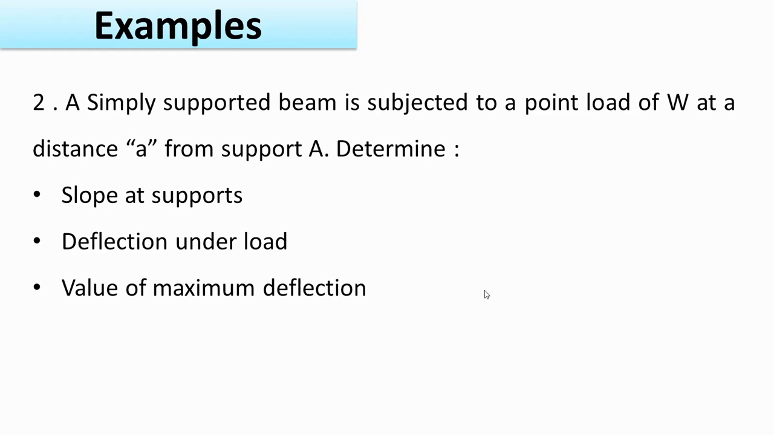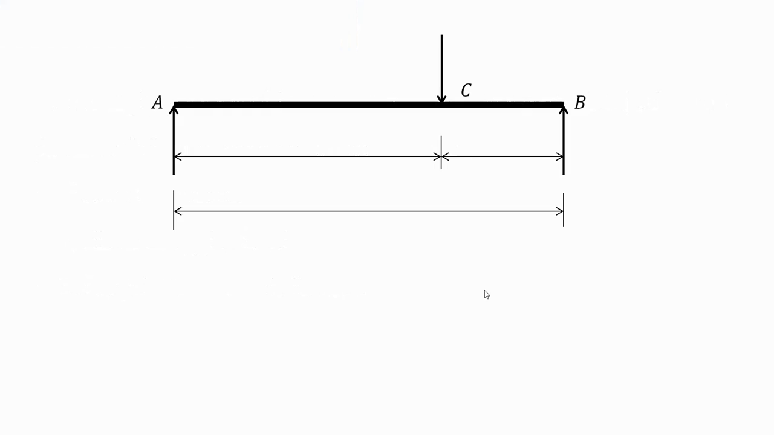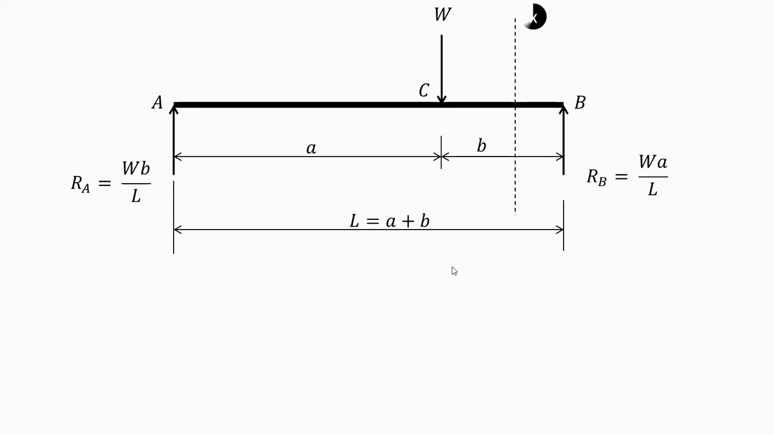In this video, we'll see how to find out slope and deflection in case of a simply supported beam subjected to a point load W as shown in the figure. Now consider any section XX at a distance x from the left hand support.